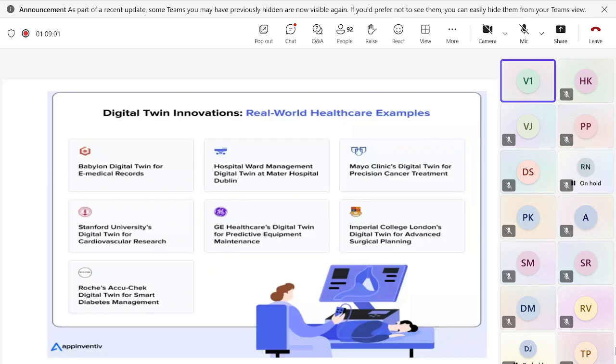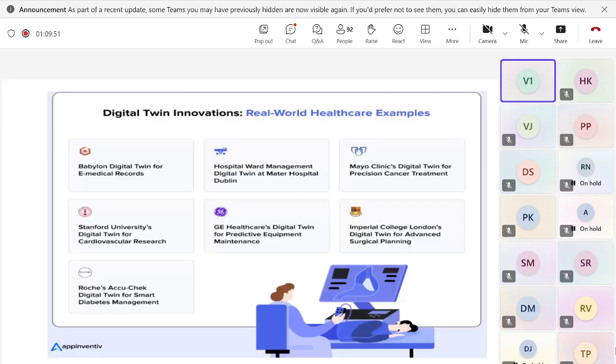The first one is about Babylon digital twin for e-medical records. When you check babylon.gs, there is software available where you can try to mimic your model based upon which application you are going to deploy. You can try to deploy your digital twin for any models that you can check across Babylon. And second, you could see the hospital ward management digital twin at Mater Hospital, Dublin. We know that whenever we are getting onto electronic health records, what they call EHR or EMR, all the data of prescriptions are getting digitized. That has been put into a repository, and continuous evaluation and monitoring is happening across it. That's the second use case.